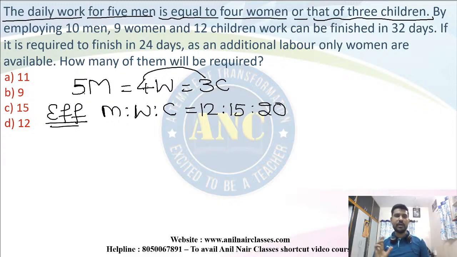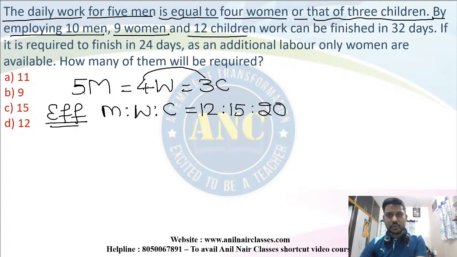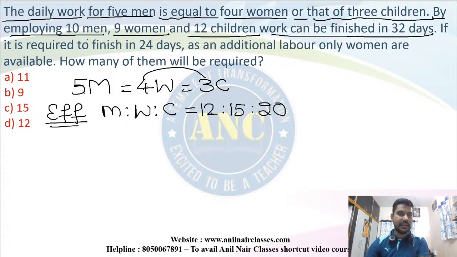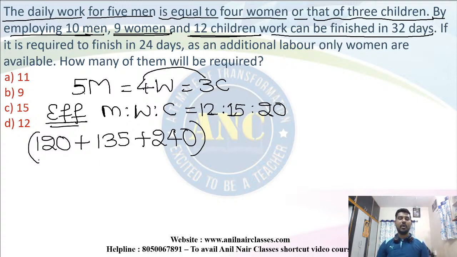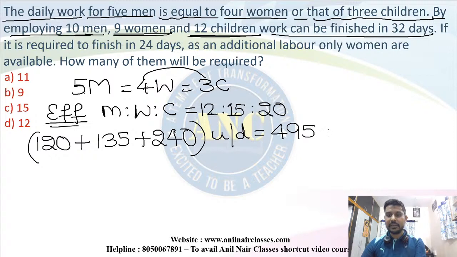I hope till this point there is no doubt for any student. Now, the question says, by employing 10 men, 9 women and 12 children, work can be completed in 32 days. Now, 1 man can distribute 12 chocolates in a day. 10 men can distribute 12 into 10, 120 chocolates in a day. 1 woman can distribute 15 chocolates in a day. 9 women can distribute 15 into 9, 135 chocolates. 1 child can distribute 20 chocolates in a day. 12 children can distribute 20 into 12, 240 chocolates in a day. That means the total capacity of work completed if 10 men, 9 women and 12 children are working is 120 plus 135 plus 240 units per day, which if you calculate, you will get as 495 units per day, right?